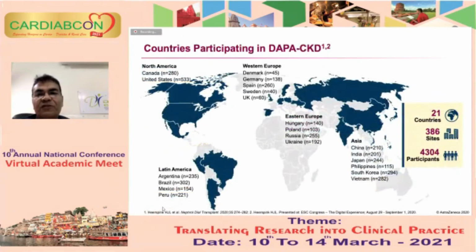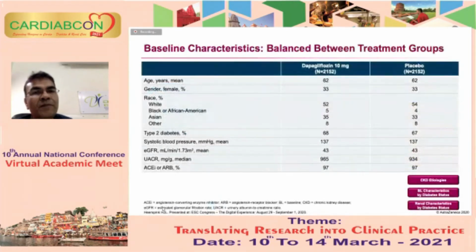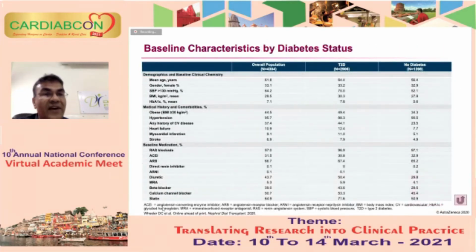The countries which were participating, again very important, Asia was part of it, and from India we had 201 patients. For the baseline characteristics, Asians were almost 35% of the patients, and 68% of the patients had CKD because of diabetes. I mean, in both the arms it was 68%, and 32% of the patients did not have diabetes in this dapagliflozin trial.